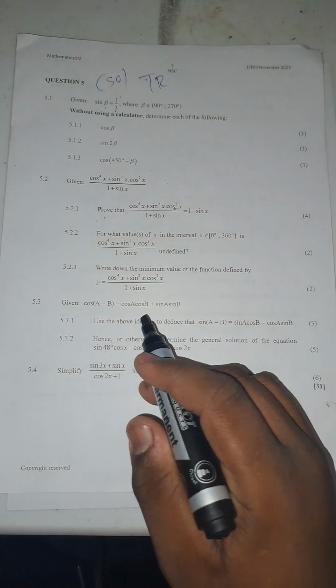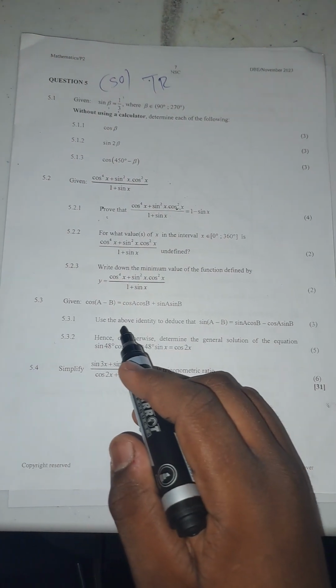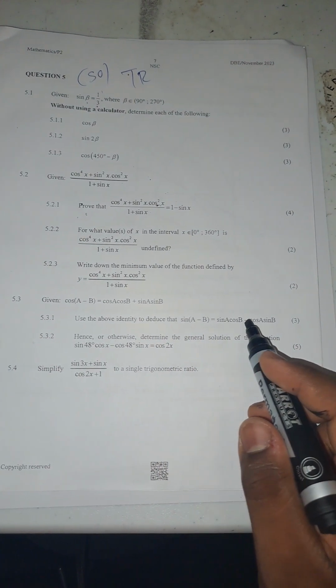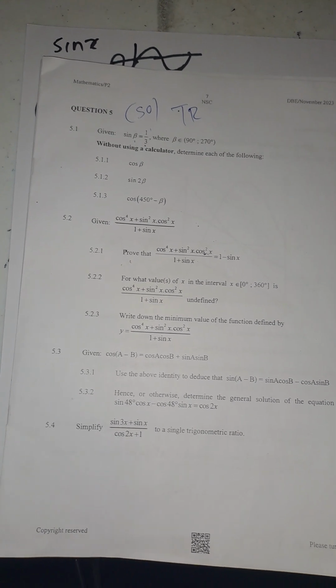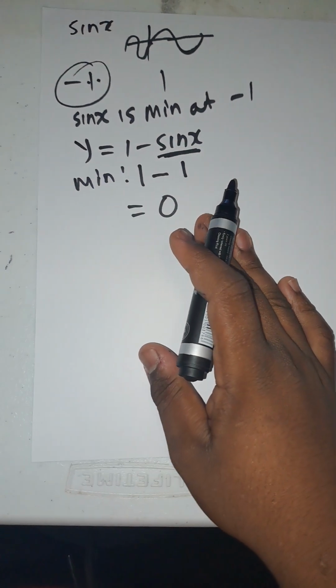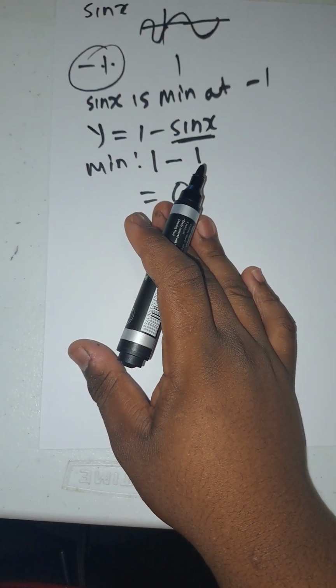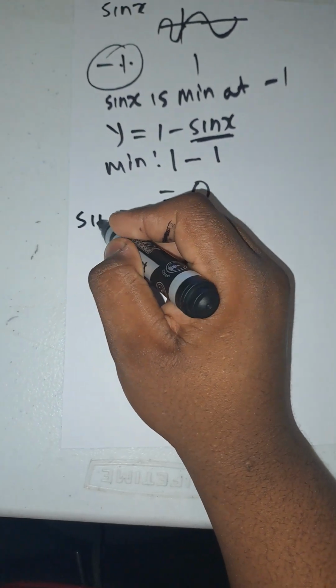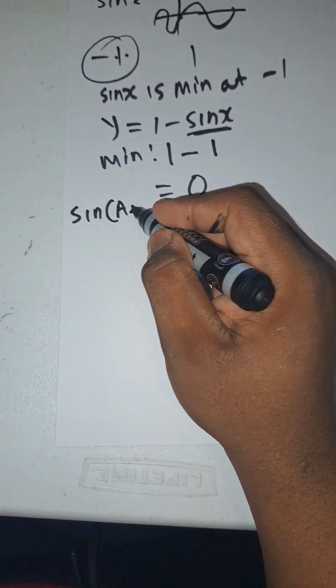The next one says: given that, use the above identity to deduce that sine a minus b is equal to sine a cos b minus cos a sine b. So now this one was there, I think, in your investigations, whereby you are proving cos a minus b, that compound angle there. So now here you're gonna start. We are gonna use sine a minus b. That is what I'm gonna use there.